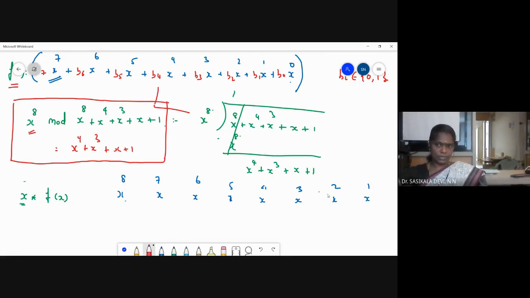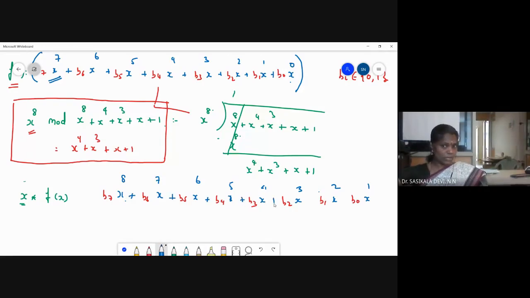So this will be the coefficient of the x power 1 term, b0 will be the coefficient of the x power 1 term, and this will be b1, and this is b2, and this will be b3, and this is b4, and this will be b5, and b6, and b7. Okay, so just observe this. This will be the product of x into f of x.